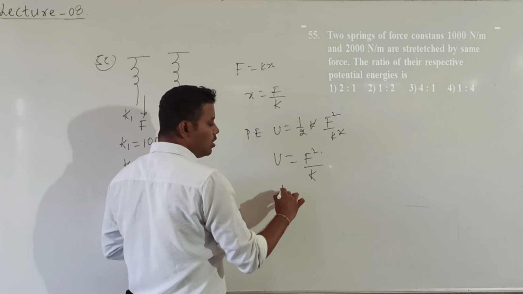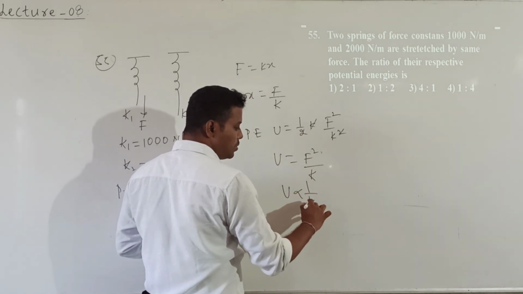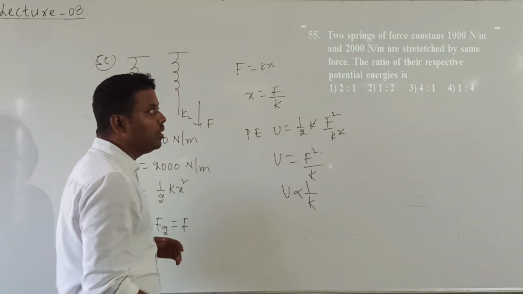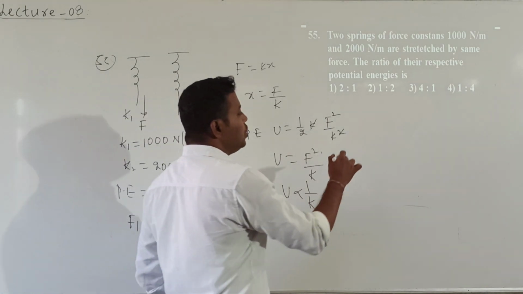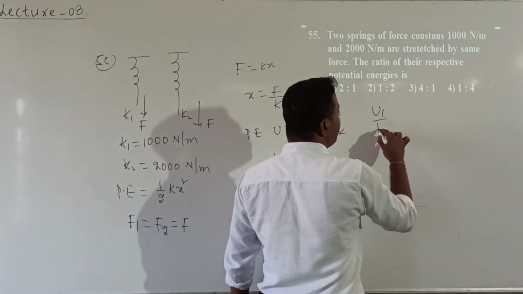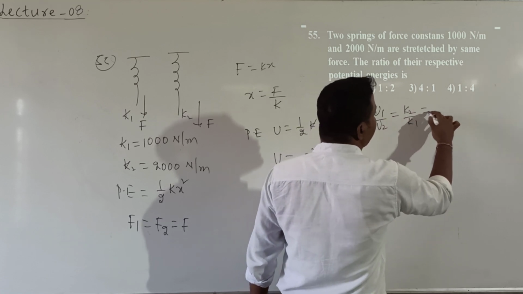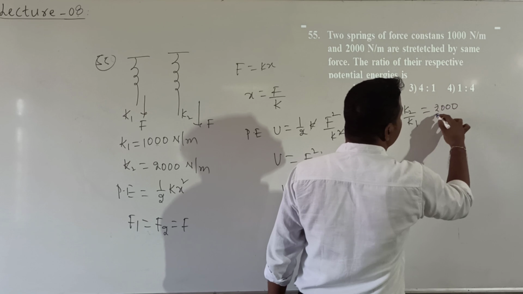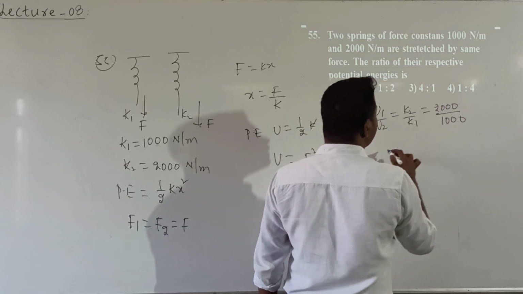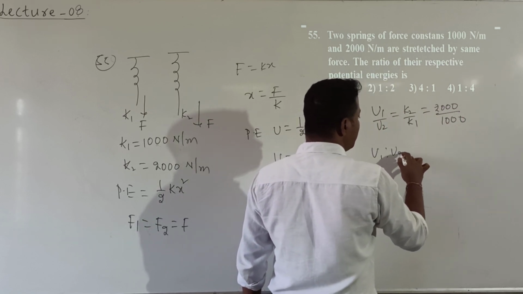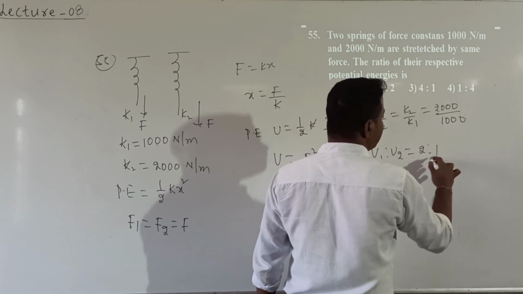When the force F is constant, U is inversely proportional to K. Are you getting it? Then what happens to U1 by U2? U1 by U2 is equal to K2 by K1, which is K2 value 2000 by K1 value 1000. So what will be the ratio? U1 is to U2 is equal to 2 is to 1.